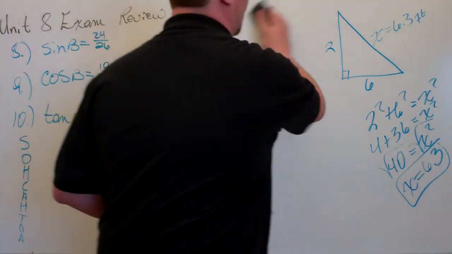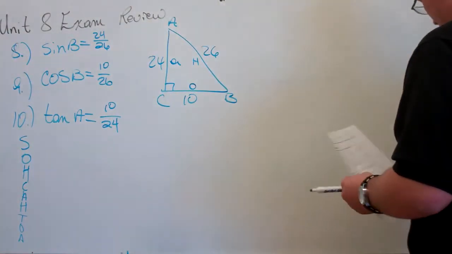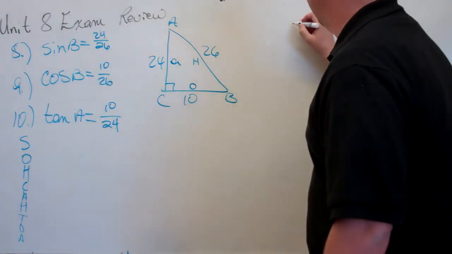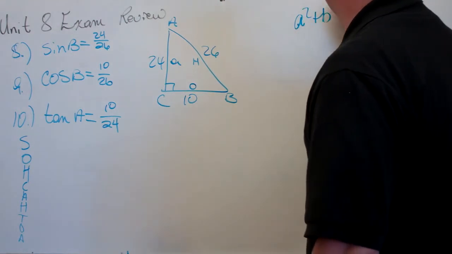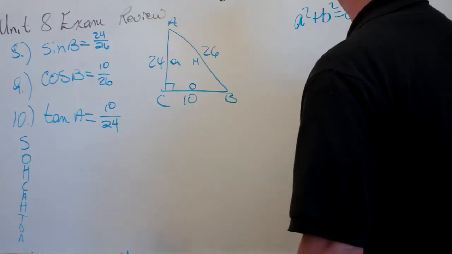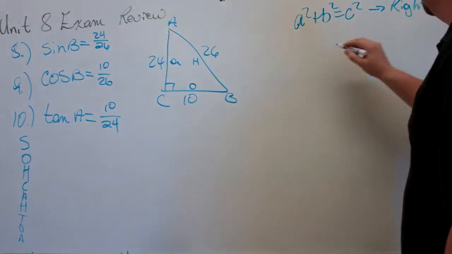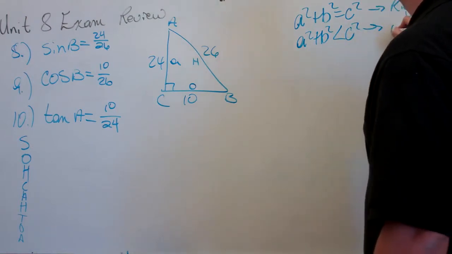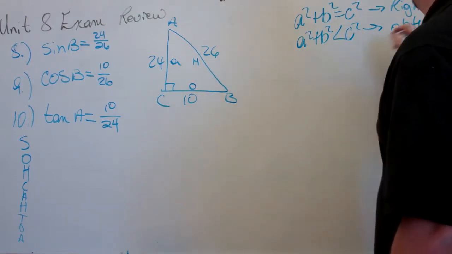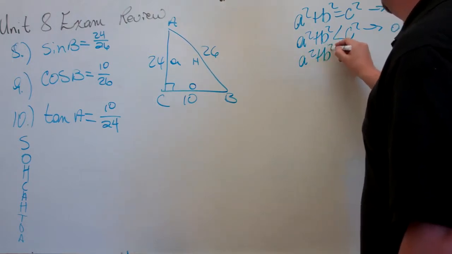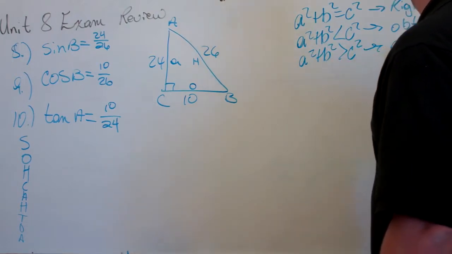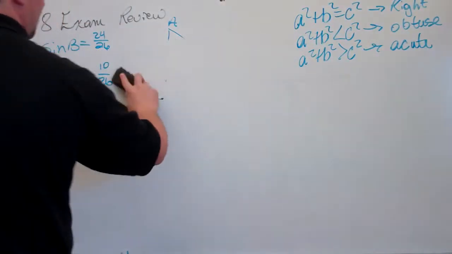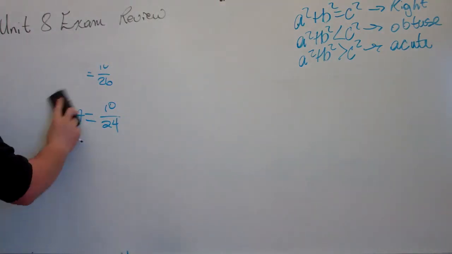Alright. Now, for 11 through 13, we're going to use these three formulas. A squared plus b squared equals c squared. If that's the case, we have a right triangle. If a squared plus b squared is less than c squared, we have an obtuse triangle. And if a squared plus b squared is greater than c squared, we have an acute triangle. All right? So let's go ahead and get these out of the way.